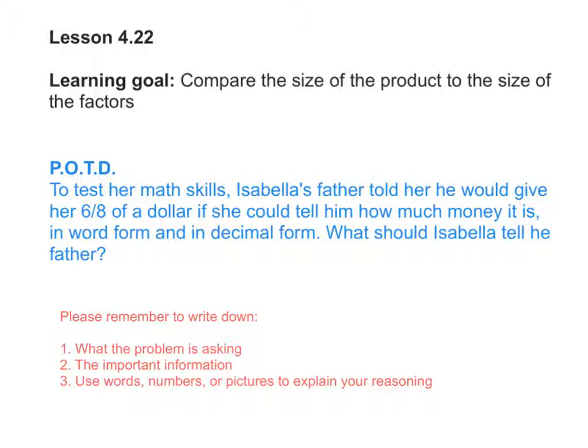So your learning goal today is to be able to compare the size of the product to the size of the factors. Now, if you read the learning goal on the board, it says compare the size of the factors to the size of the product. I switched those two words around. Does it matter? No, it means the same thing. Okay, so we're going to take a look at the factors and see how they affect how the product will come out. Okay?